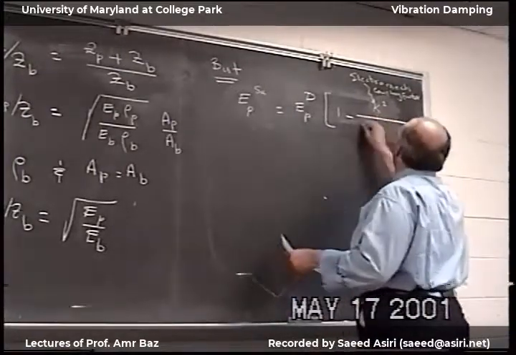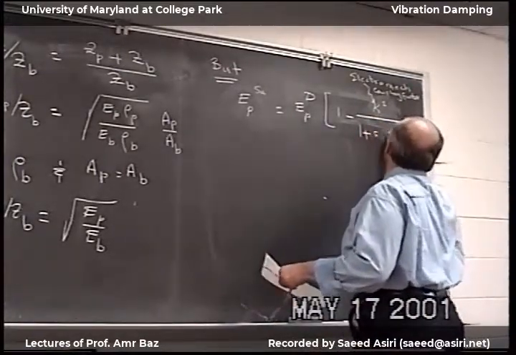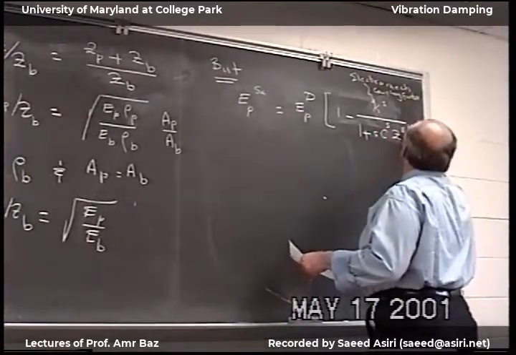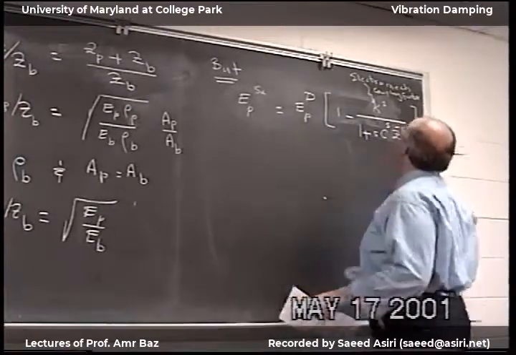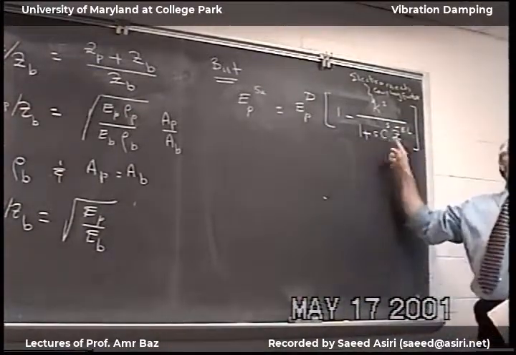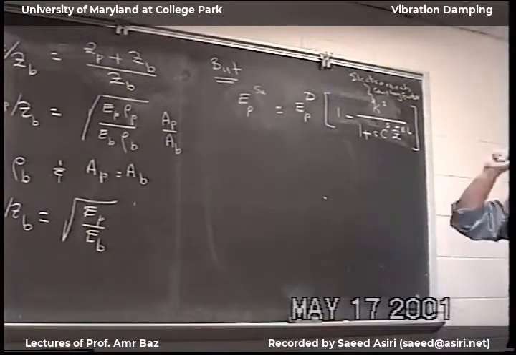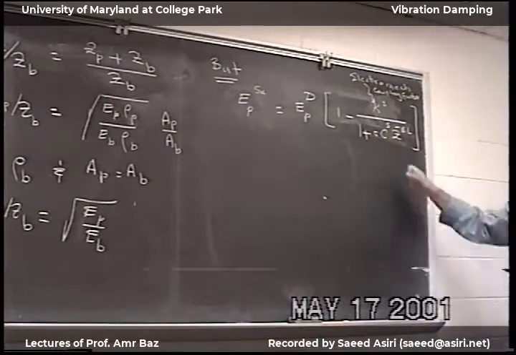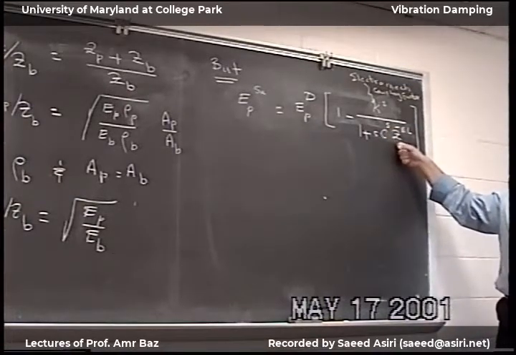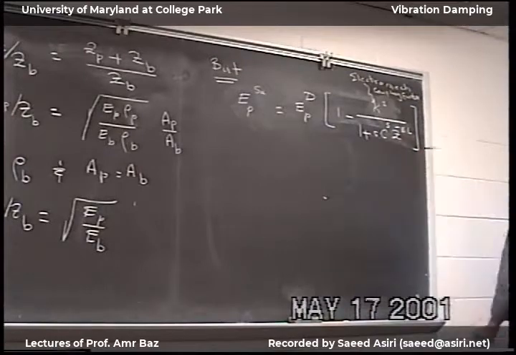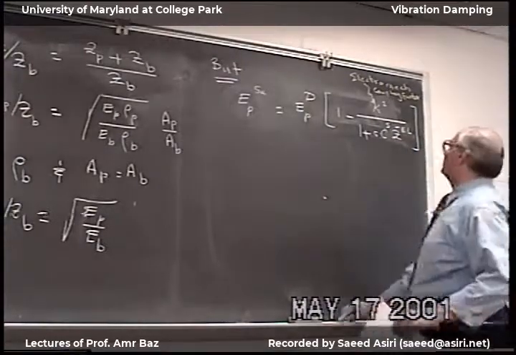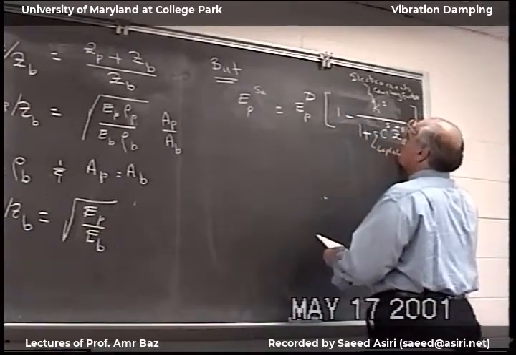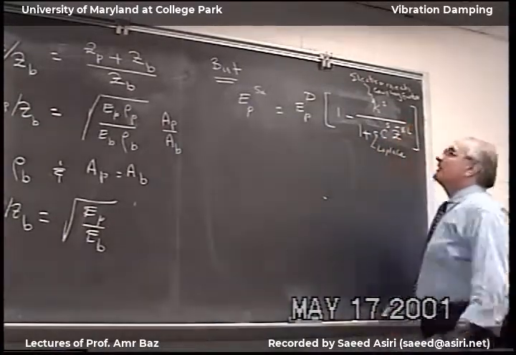Divided by 1 plus Laplace, C_S Z electric bar. And C_S is the capacitance of the piezo material at constant strain. Okay? And then this is the dimensionless electric impedance of the shunted network. And then this is the Laplace.